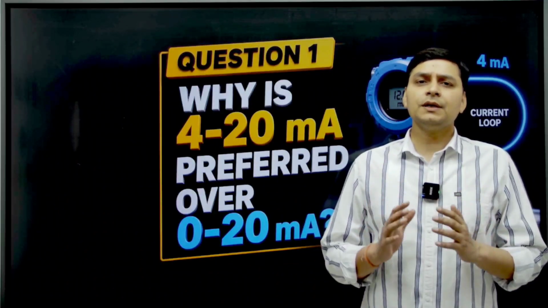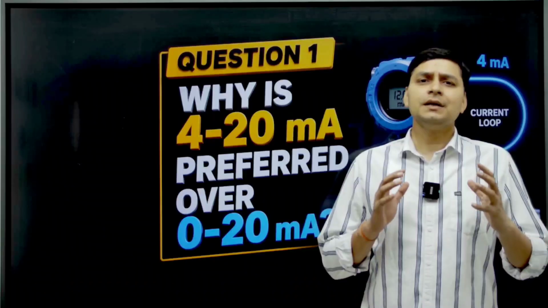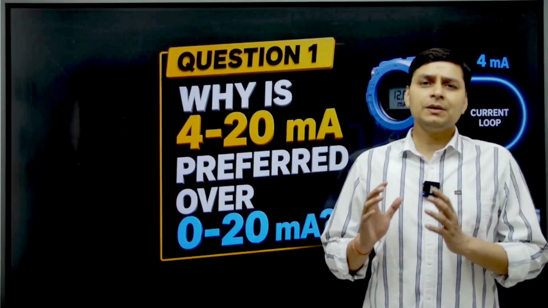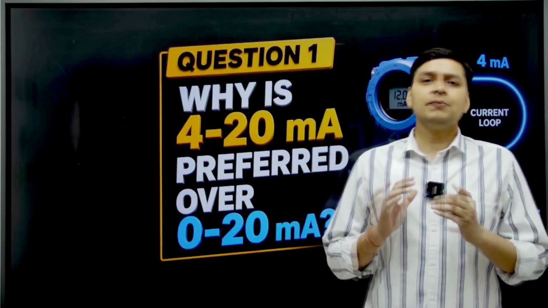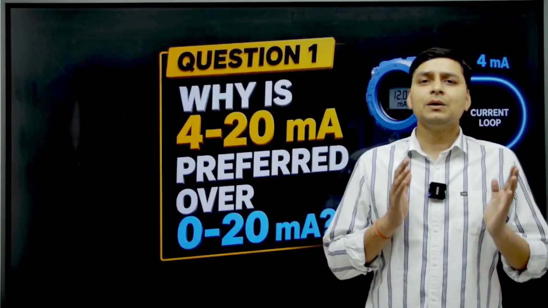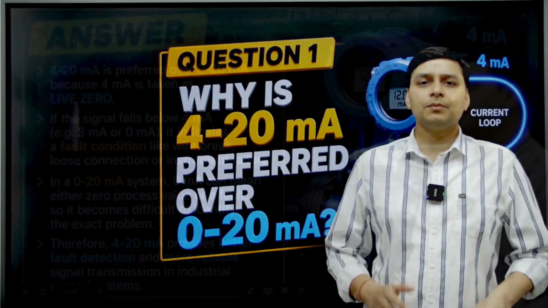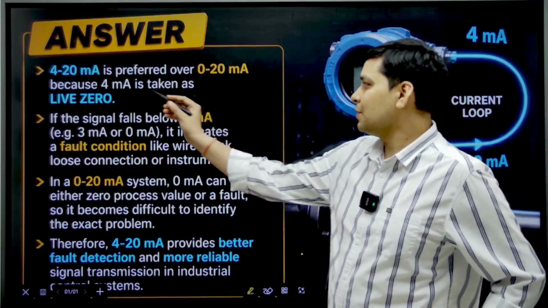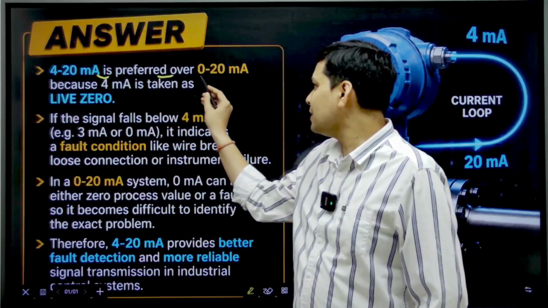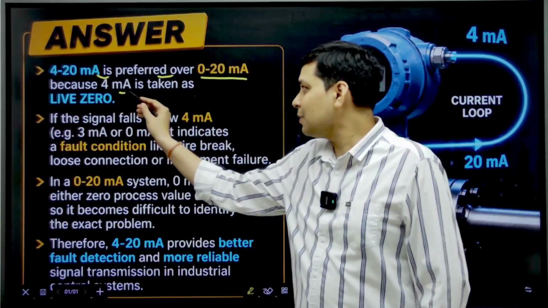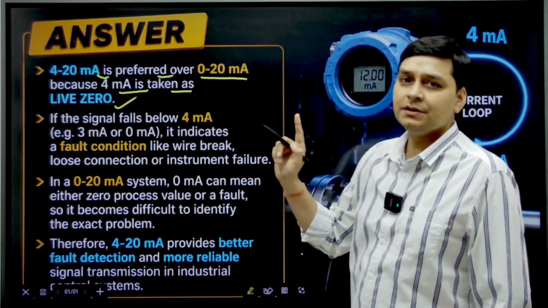Look friends, 4 to 20 milliampere signal is a standard signal in instrumentation, and 0 to 20 milliampere is also used in instrumentation. But today we will discuss why we use 4 to 20 milliampere and why we don't use 0 to 20 milliampere. And its answer is that 4 to 20 milliampere signal is preferred over 0 to 20 milliampere because 4 milliampere is taken as live zero.